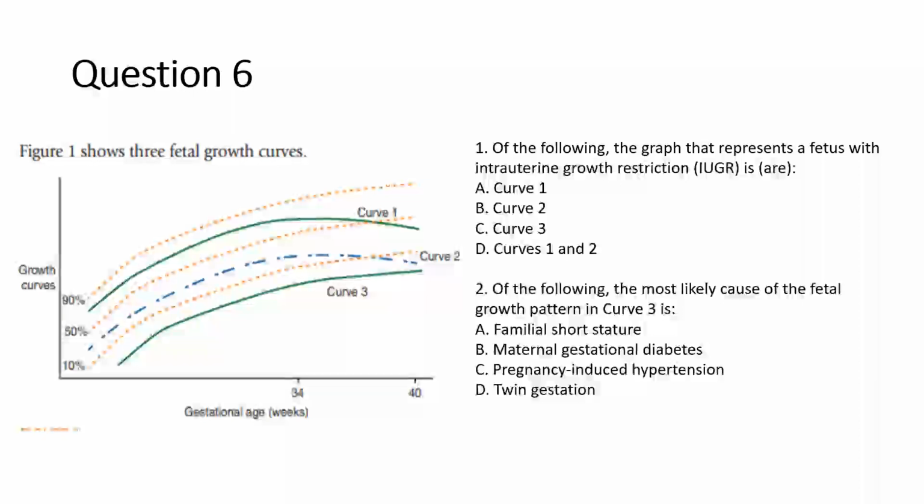And the second question is, of the following, the most likely cause of the fetal growth pattern in curve 3, whether it is familial short stature, maternal gestational diabetes, pregnancy-induced hypertension, or twin gestation.